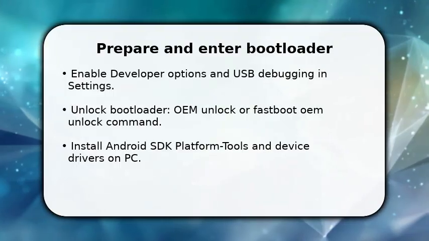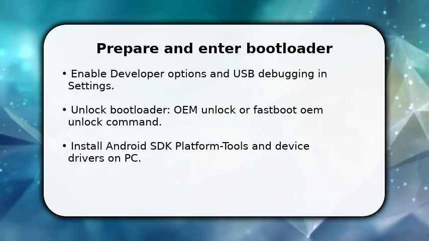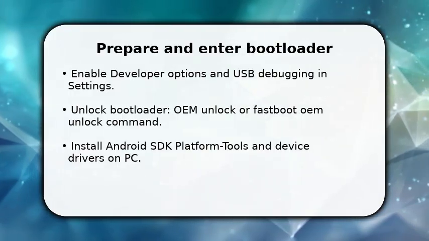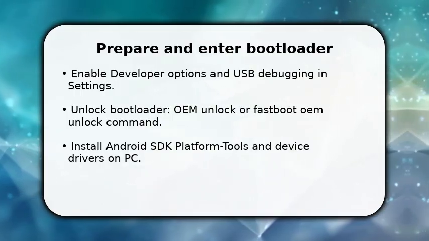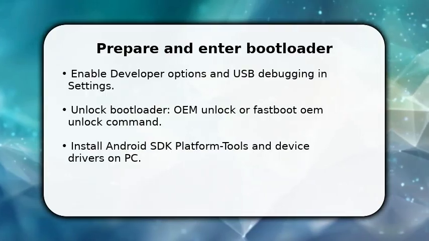You start by preparing both phone and PC so the flash can proceed cleanly. Enable developer options and USB debugging, then confirm OEM unlock. This step allows custom firmware.